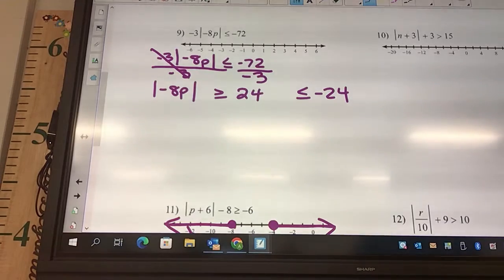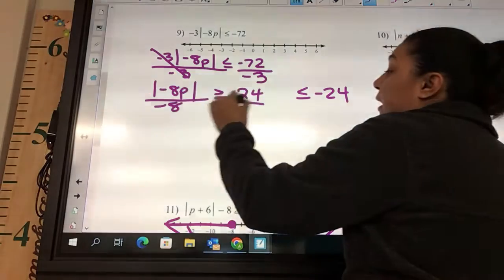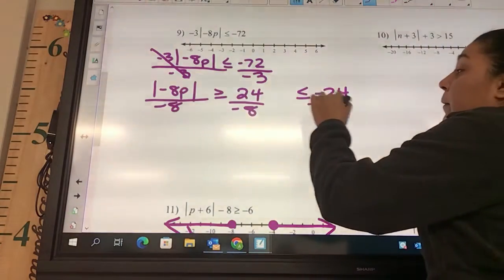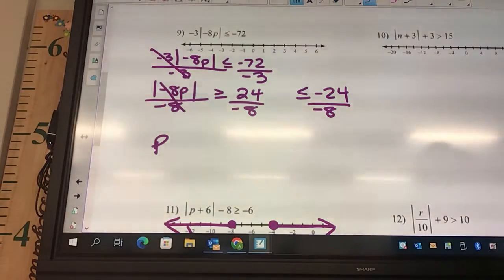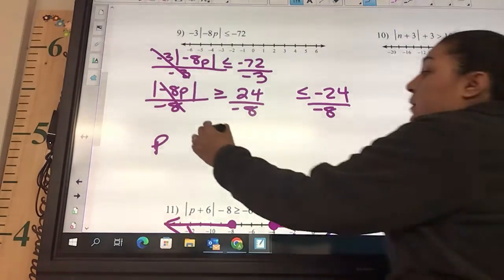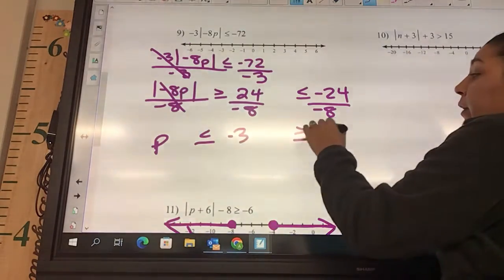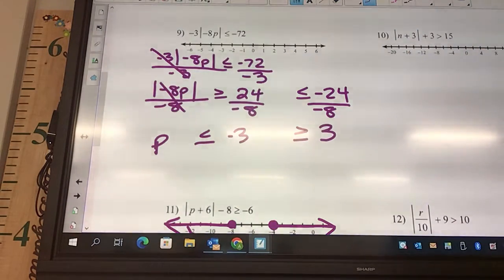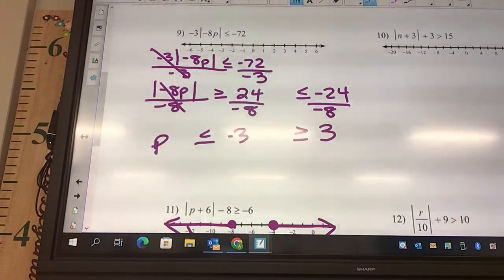And this one sucks because there's a lot of flipping. Okay, now that the bars are by themselves, we're going to divide by negative 8. Again, what happens when you divide by a negative? You need to flip the sign, okay? So it's going to be this way, negative 3, and then this way, a positive 3. So there's a lot of flipping going on in that problem. They're not all going to be like that, so that's okay.